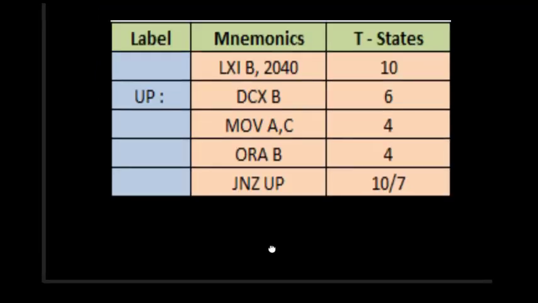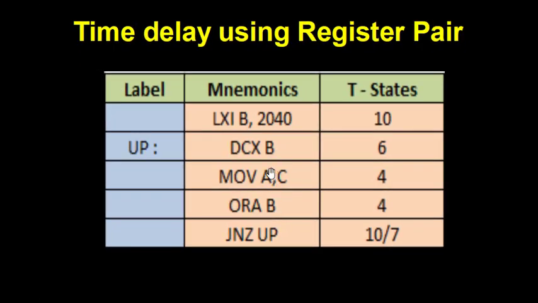So another way of calculating a large delay: if you want a large delay, we cannot generate it by using a single register, so we need a larger number. For that purpose we try another way, that is time delay using a register pair. Here we use a register pair, and this is a simple program. Here we have LXI B 2040, so we are loading 2040, then DCX B. Of course we know DCX B is different from DCR B. DCX B considers the B and C registers as a single register, a 16-bit number, and it decrements the 16-bit number.